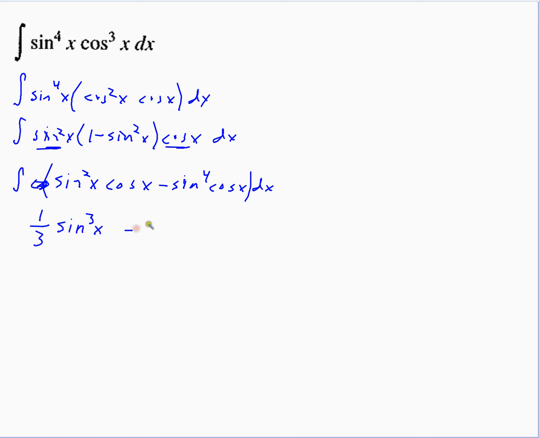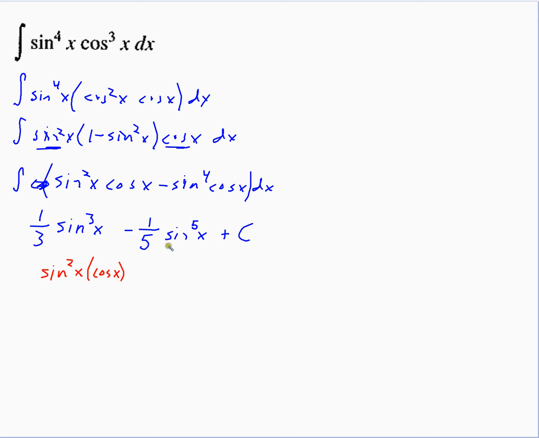And over here, negative 1/5 sine to the fifth plus c. Let's check this to make sure our signs are right, and you may end up seeing a pattern with sine and cosine. So the derivative of this is sine squared, so I'm checking here in red, times the derivative of what's inside. The derivative of what's inside is cosine. Derivative of sine is cosine.